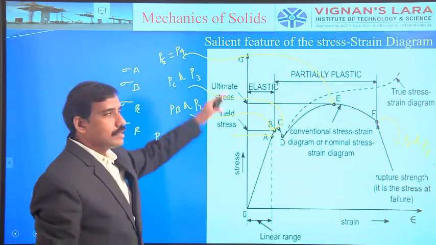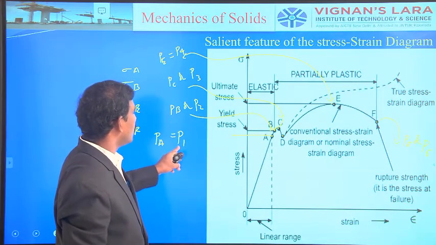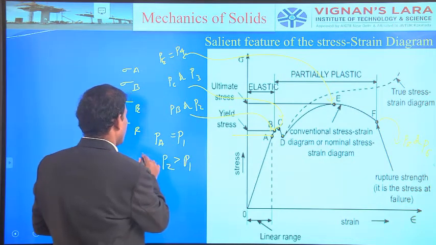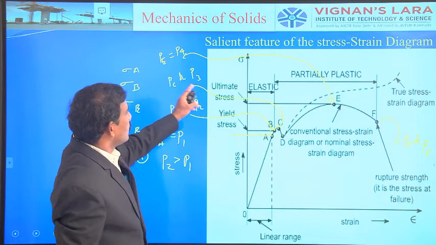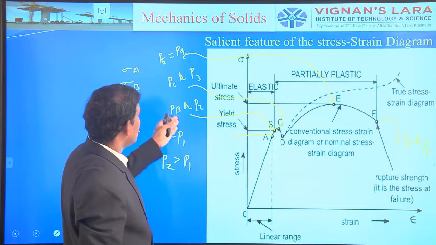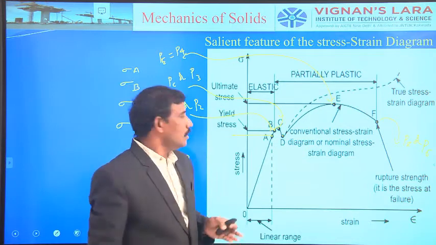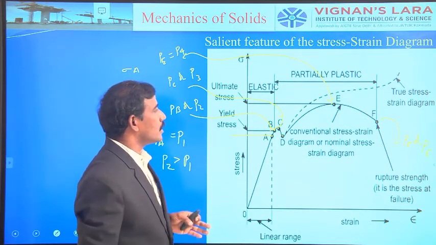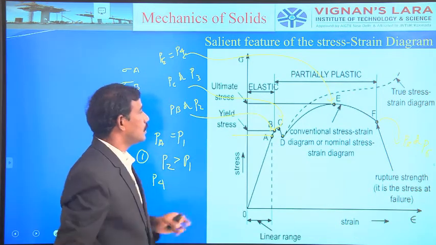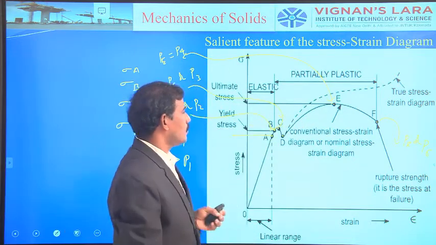If you observe the graph, definitely P2 is greater than P1. That is the first point. These are the key points. Again, P3 is also greater than P2 and P1. Then finally, P4 is greater than P1, P2, P3. But P5 is not greater than P4. These are very important parameters.